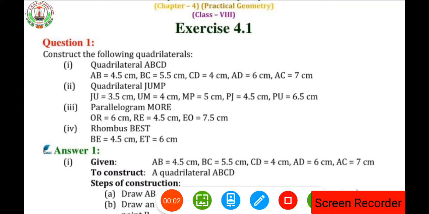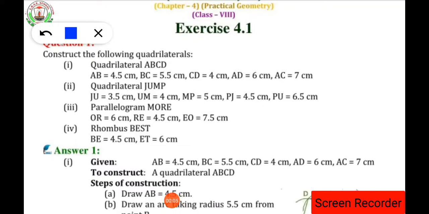Today we are going to start chapter number 4, that is practical geometry. Here no definitions will be there for this chapter, so directly we are going to start exercise 4.1. Clear, students? So construct the following quadrilaterals. Here 4 questions are being given.